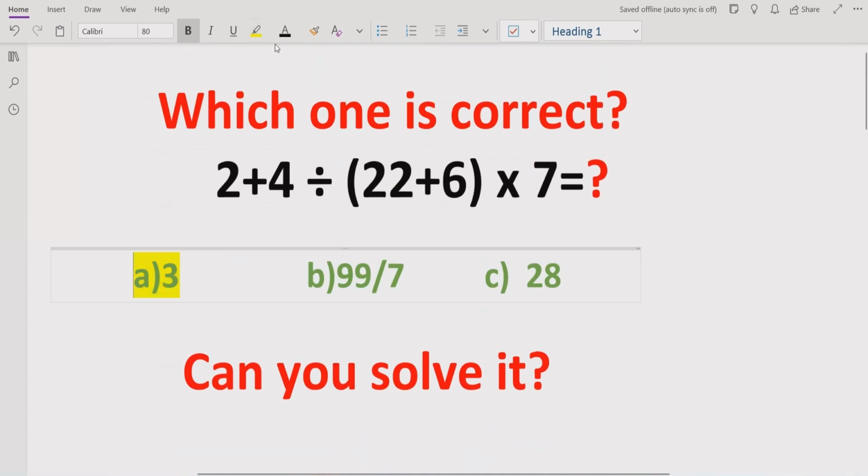So that's it for today. The expression's answer is 3 if you follow the PEMDAS and BODMAS rule.